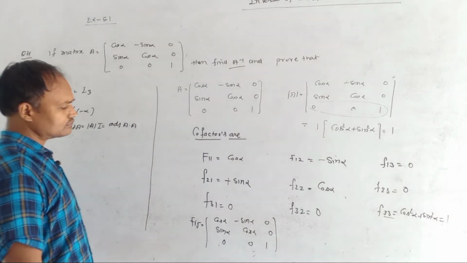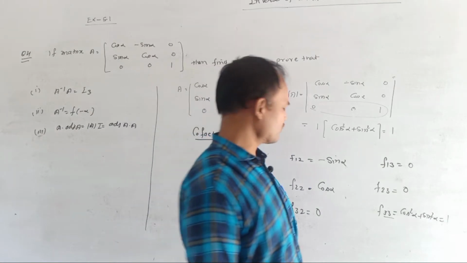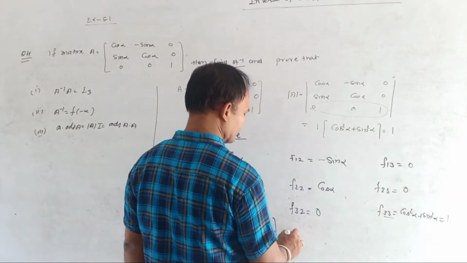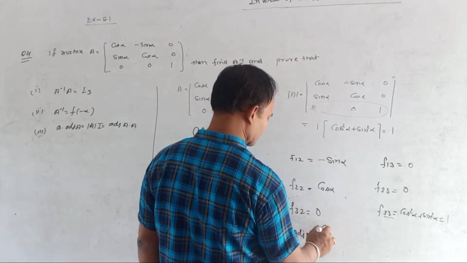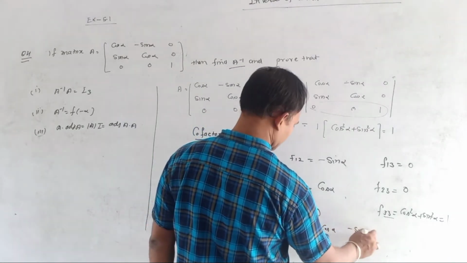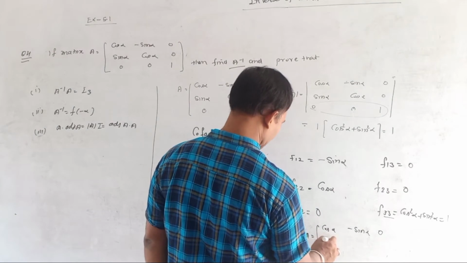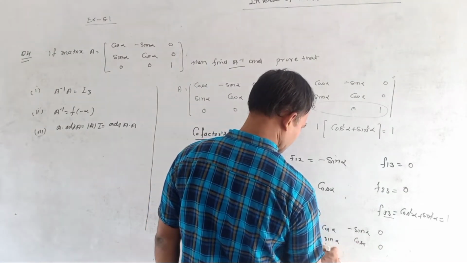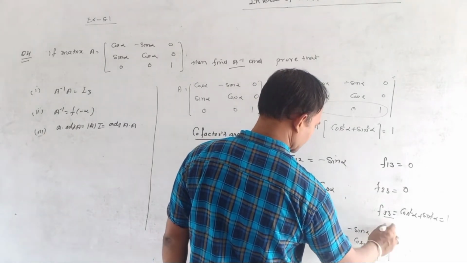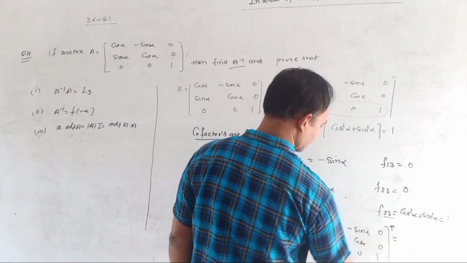Now we have to find the adjoint of A. So how can we find the adjoint of A? Adjoint of A equals, we write again, cos alpha, minus sin alpha, 0; sin alpha, cos alpha, 0; 0, 0, 1, and we have to use the transpose of it.